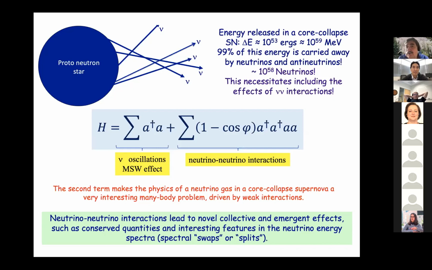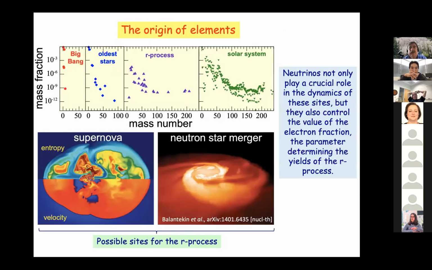But as soon as you have 10^58 neutrinos, you have to include the effects of neutrino-neutrino interactions. So then that makes the problem a one and two body problem. And of course, as we all know, a one and two body many-body problem is not that easy to solve. So the second term coming from these extra neutrinos makes the core collapse supernova a very interesting many-body problem, which is driven by weak interactions, and it leads to novel collective and emergent effects, such as conserved quantities and interesting features in the neutrino energy spectra called swaps or splits, which I will illustrate in a few minutes.